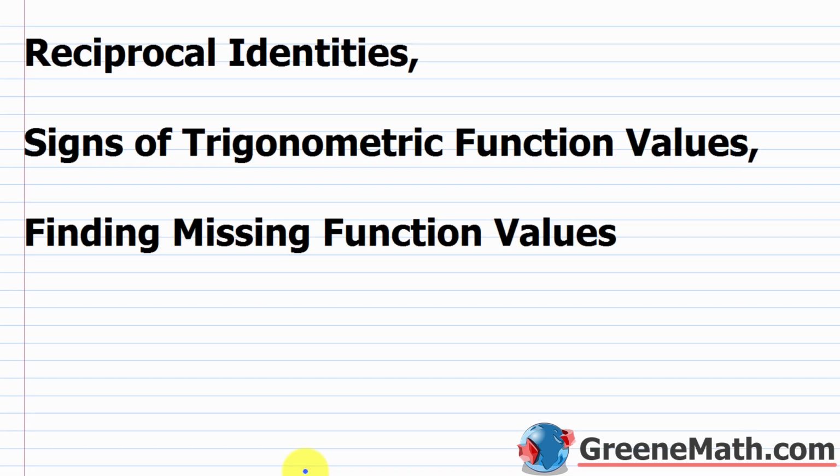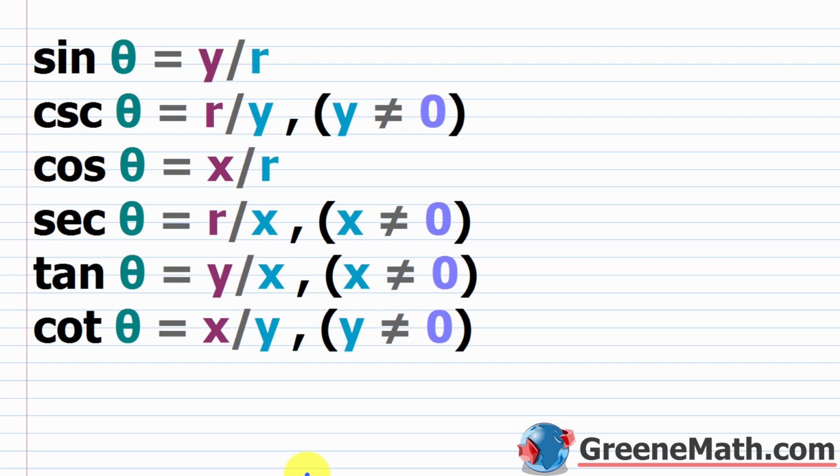In this lesson, we want to talk about reciprocal identities, signs of trigonometric function values, and also how to find missing function values when we're given one value in the quadrant of the angle. All right, so let's begin our lesson by talking about the reciprocal identities. So in the last section, we talked about the 6 trigonometric functions. We found that some of these functions are reciprocals of each other.